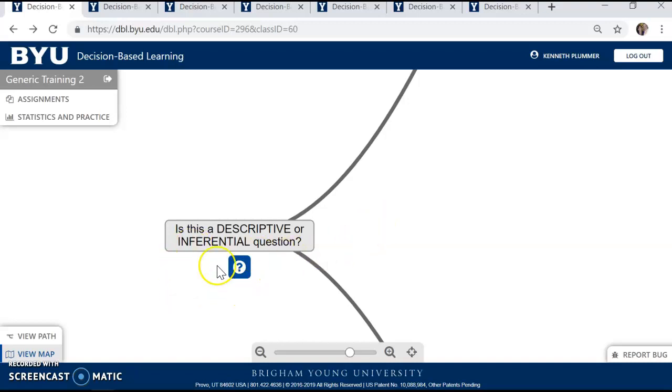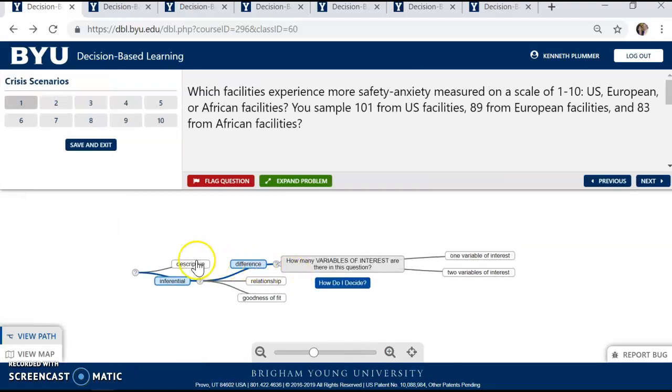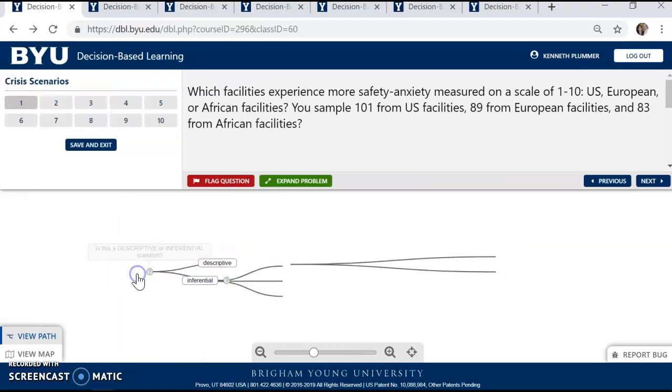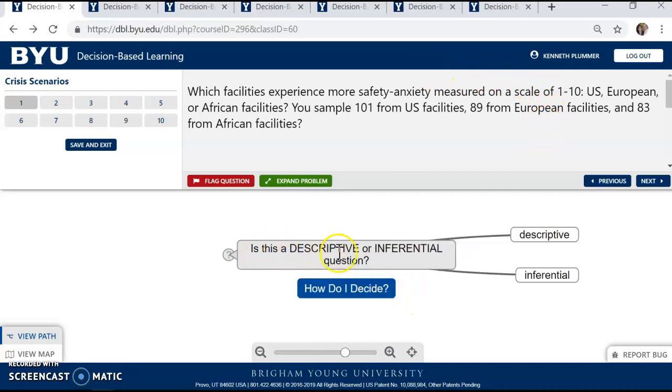And we start with a high-level question. Is this a descriptive or inferential question? But first, we need to actually see the question itself. And so students would read a question, and then they would be directed to look at the high-level decision. In this case, is this a descriptive or inferential question?